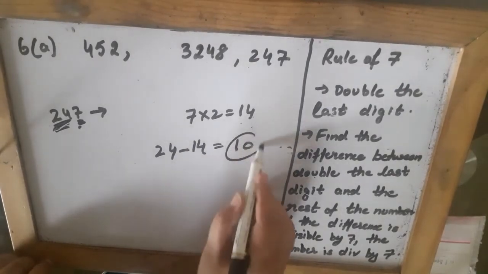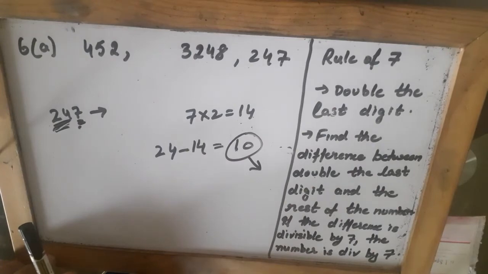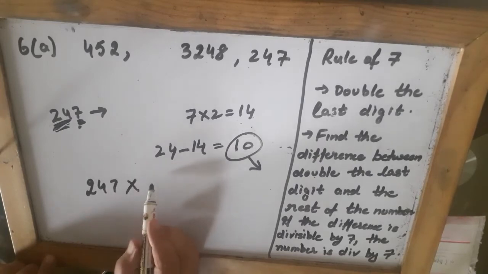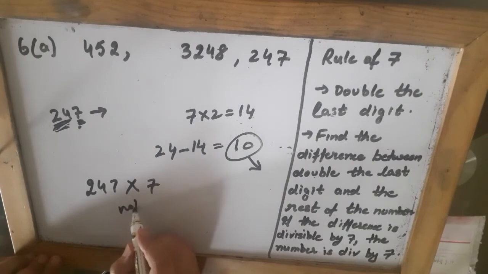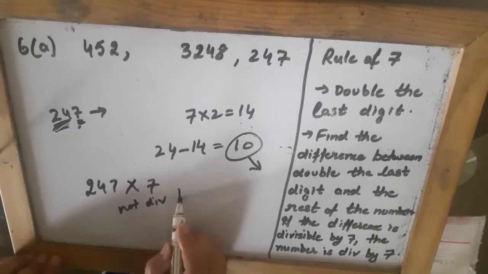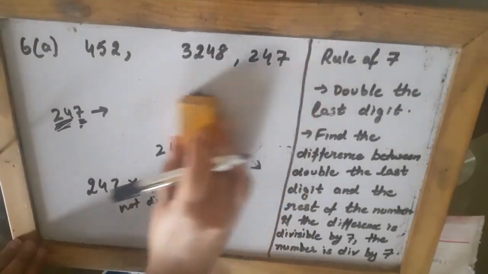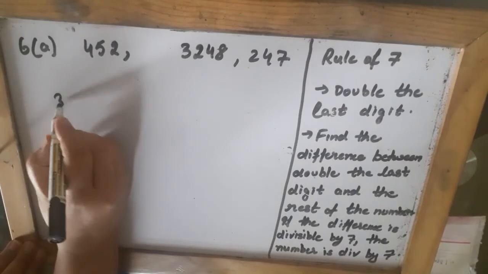Now is this 10 divisible by 7? No, it doesn't come in the table of 7, not divisible by 7. So it means that 247 is not divisible by 7. Okay, now let me take the next one. Let me take 3248.